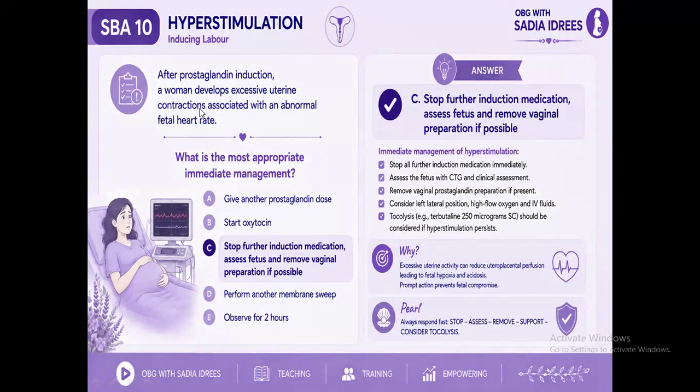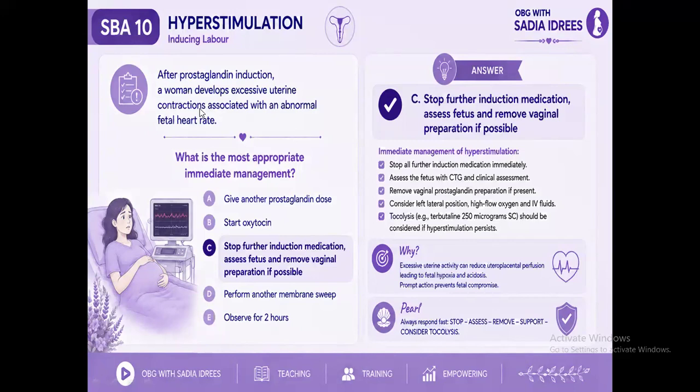Now, why are we so concerned? Because the fetus receives placental blood flow mainly during the relaxation period between the contractions. If contractions become excessively frequent or prolonged, there's less recovery time between them. That can compromise uteroplacental perfusion and lead to fetal heart rate abnormalities. Am I clear? So the exam sequence: stop, reassess, remove if possible, manage the excessive uterine activity, and consider tocolysis.